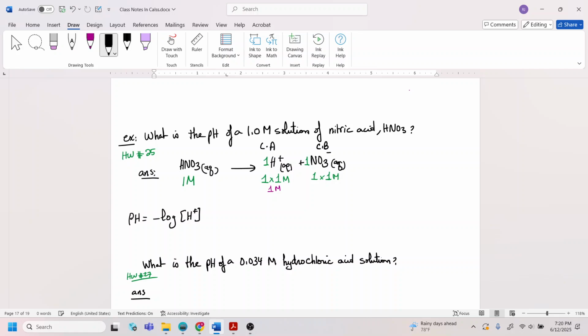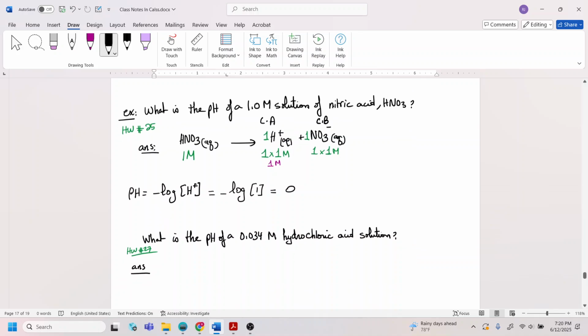So I substitute the concentration of H plus, which gives minus log 1. I know log 1 is equal to 0 in this case. So the pH is equal to 0. pH 0 means that the solution is going to be acidic. Okay, let's have another example.